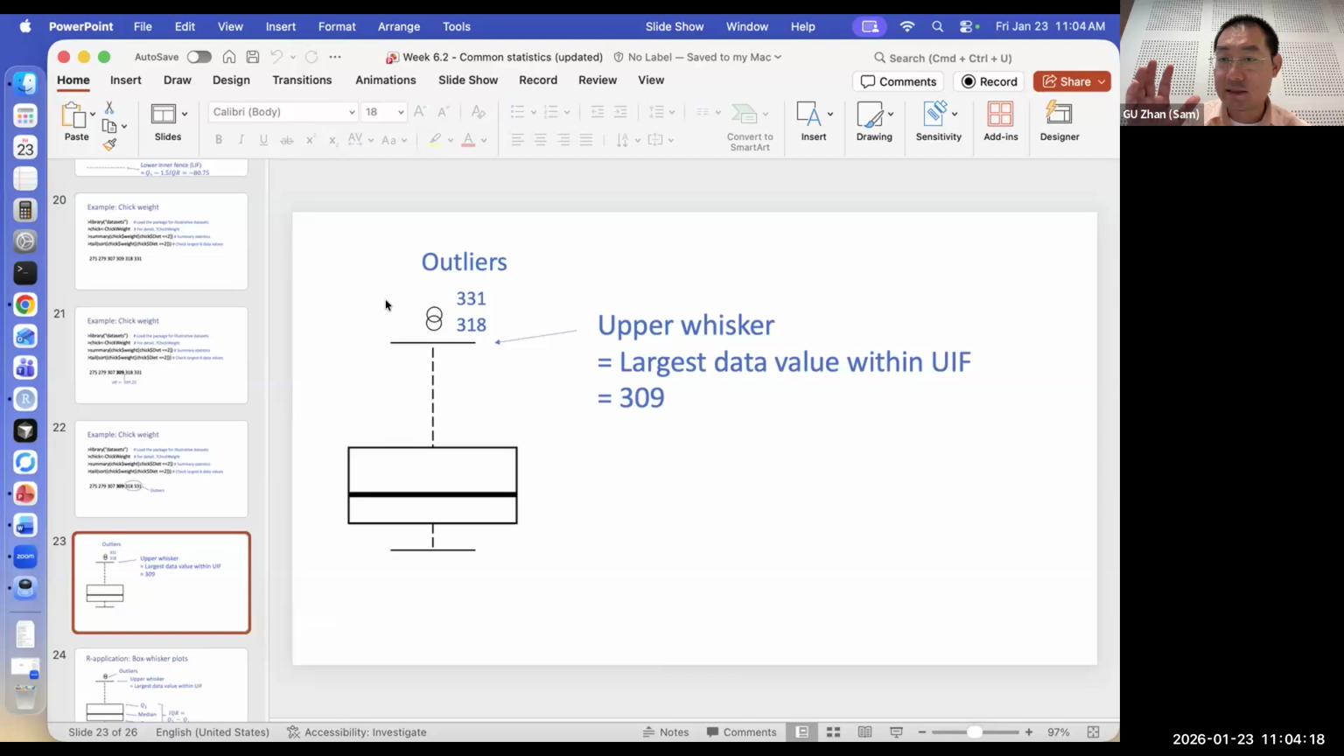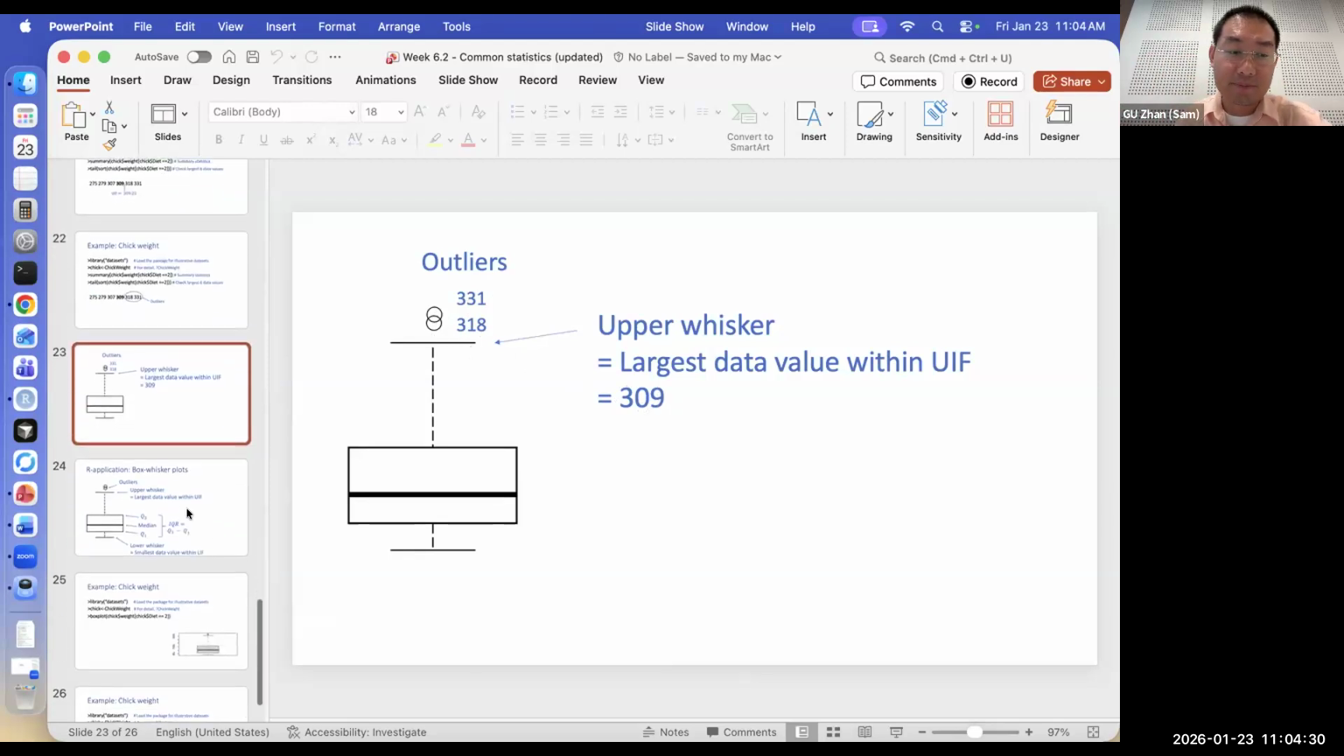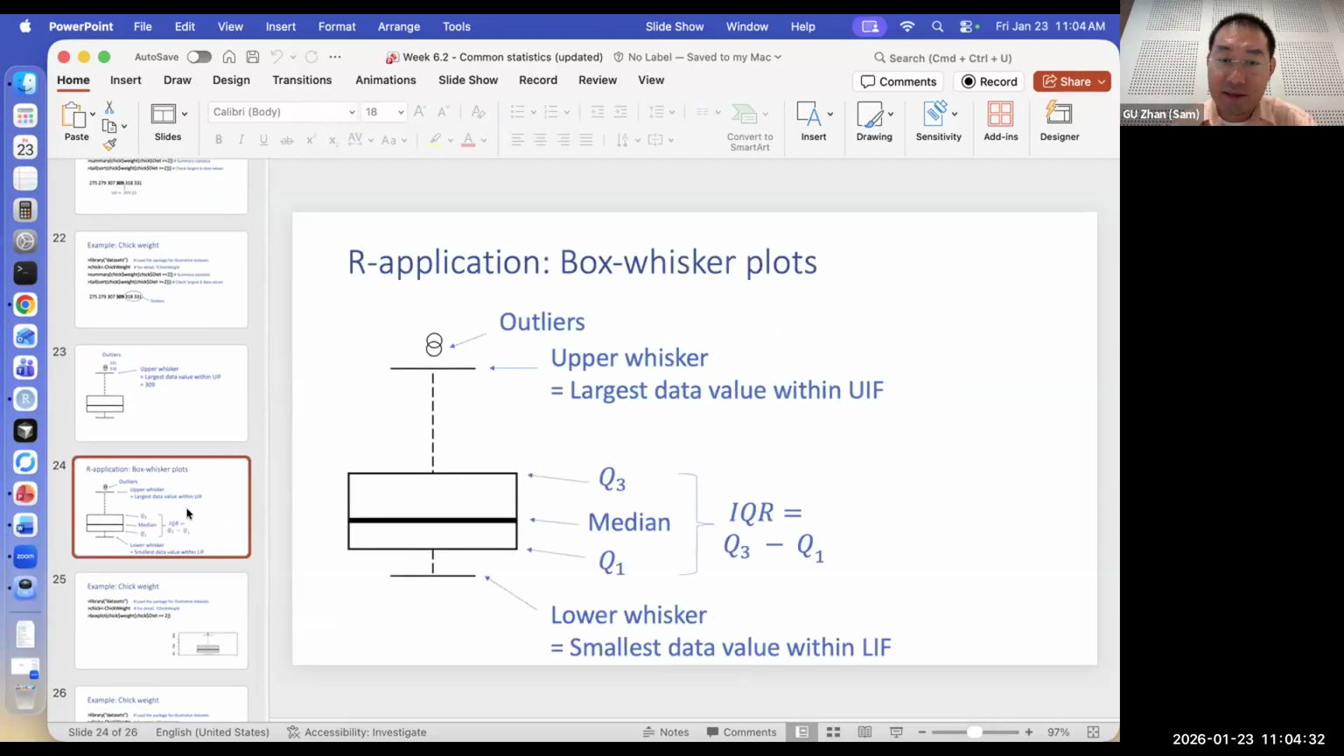So in this sample, we have two chicks which are heavier than 309 grams. So they are 318 and 331. So these two become the circles. So they're outliers. So put them together. This is how we actually draw and interpret the whisker.